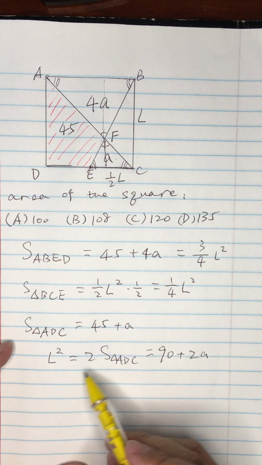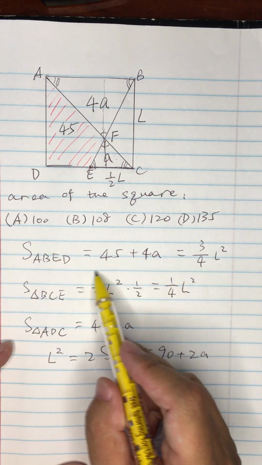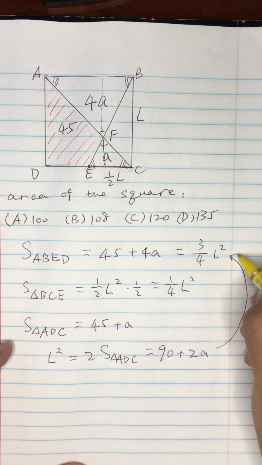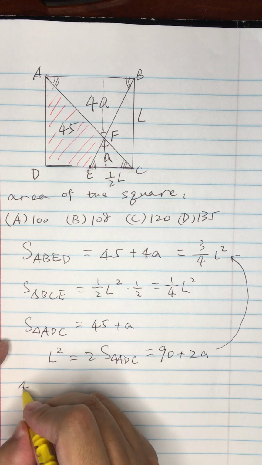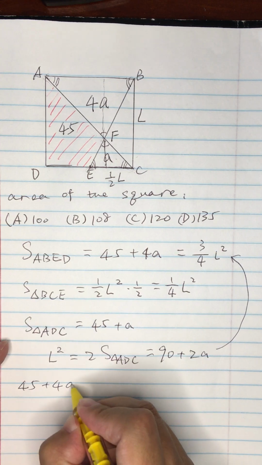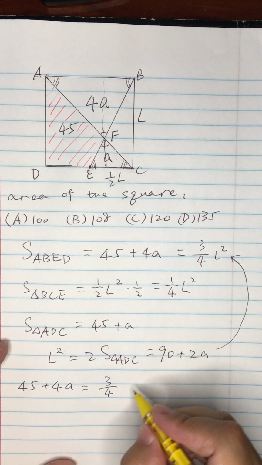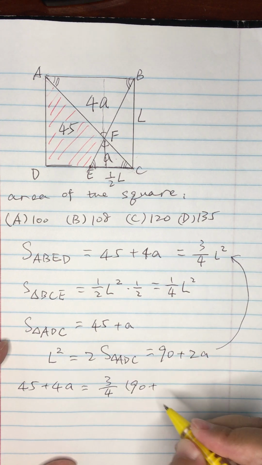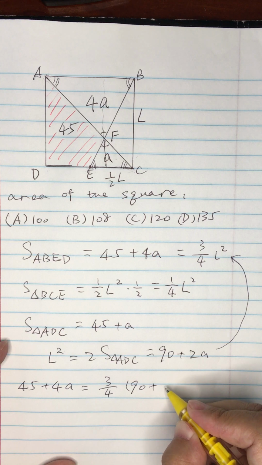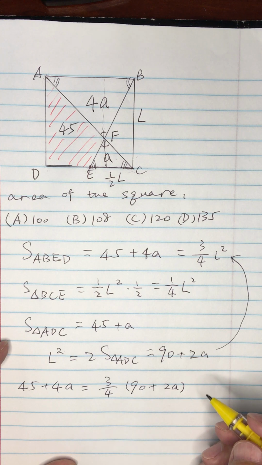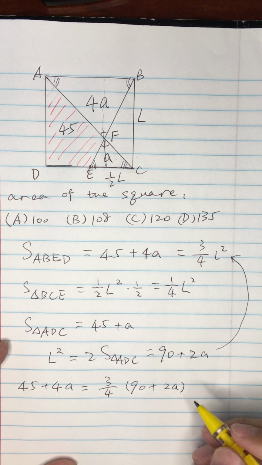So now we have an equation for A. If we bring this L squared back in here, we have 45 plus 4A equals 3/4 times L squared, and L squared is 90 plus 2A. And we can solve for A.